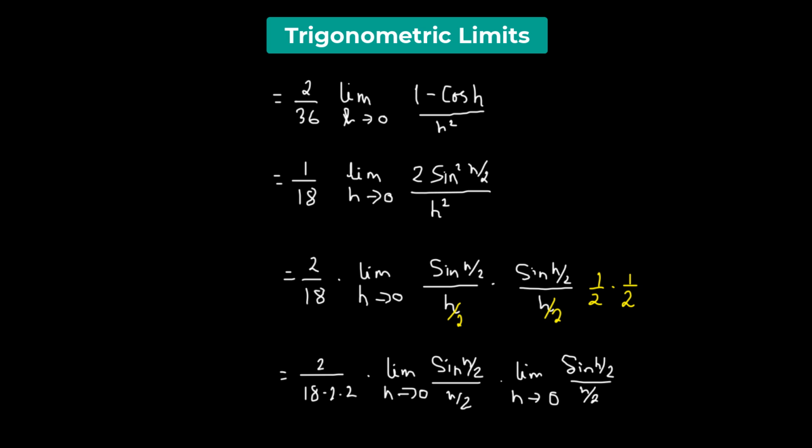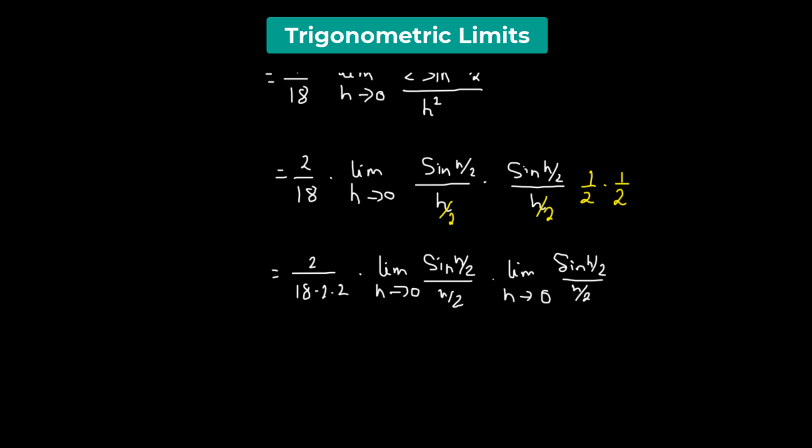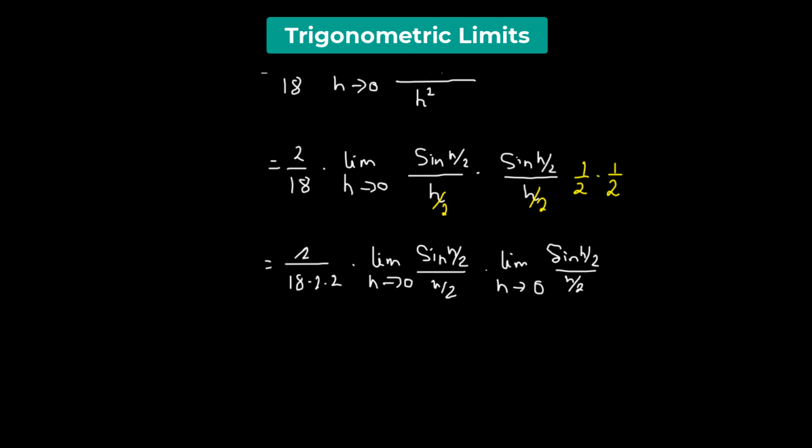So this will give us the 2 and 2 get cancelled. So we'll have 1 over 18 times 2, which is 36. And the limiting value of sine h over 2 divided by h over 2 is going to be simply 1. So this is the limiting value of the given function when x approaches pi over 6.